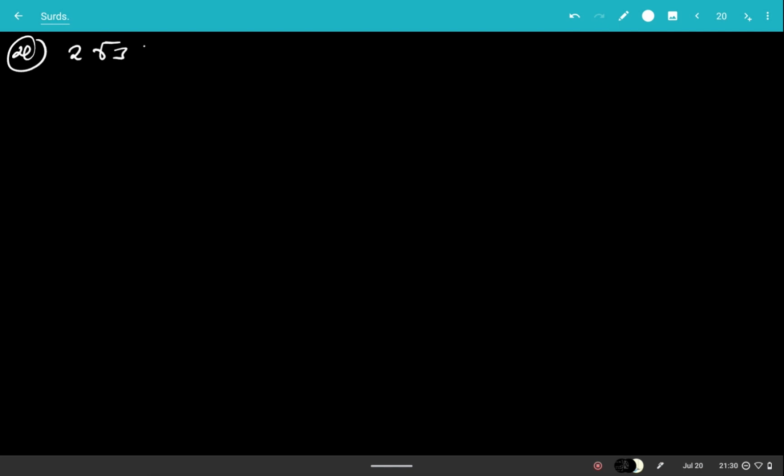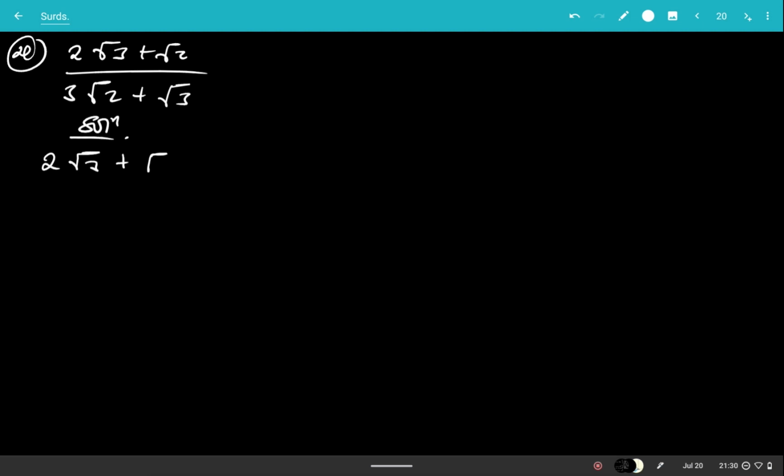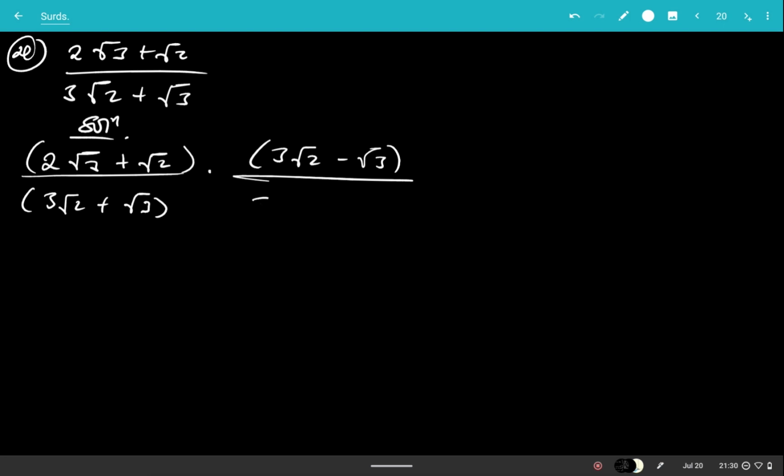Let's say we have this over 3 root 2 plus root 3. Then we know that all we have to do is to get the conjugate of this guy. Put this guy in brackets. So 3 root 2 plus root 3. So multiply by the conjugate, which is 3 root 2 minus root 3 over 3 root 2 minus root 3. So all we have to do now is to foil out.